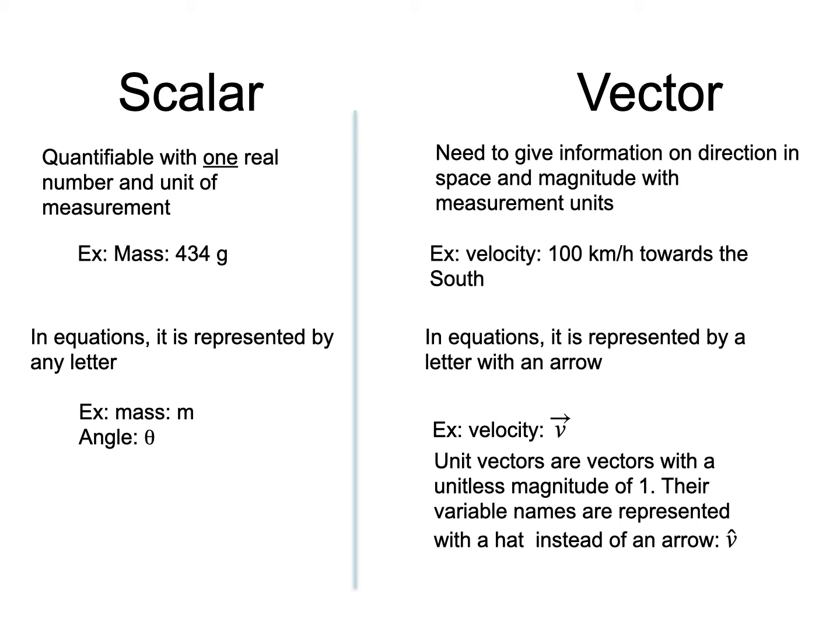Unit vectors are vectors with a unitless magnitude equal to 1. Their variable names use the hat instead of an arrow.